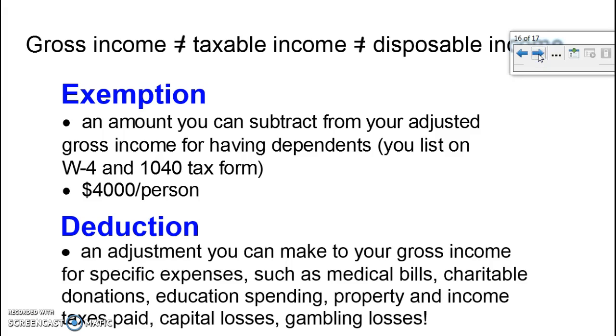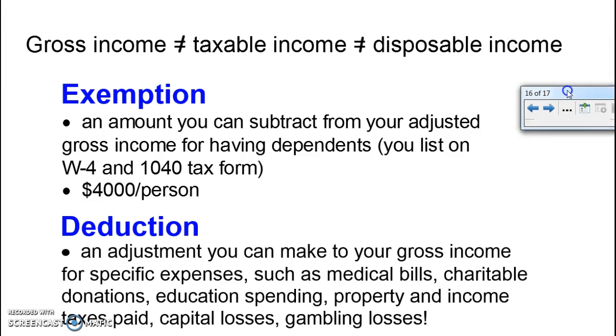All right, when we've been talking about the tax rates, we've been talking about the tax rates on your taxable income, and it is important to know that your taxable income is different from both your gross income and your disposable income. So your gross income is what your employer agrees to pay you. I'll pay you $75,000 a year. You don't pay tax on that whole entire $75,000 a year.